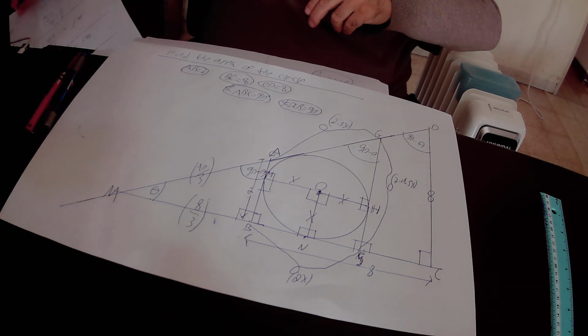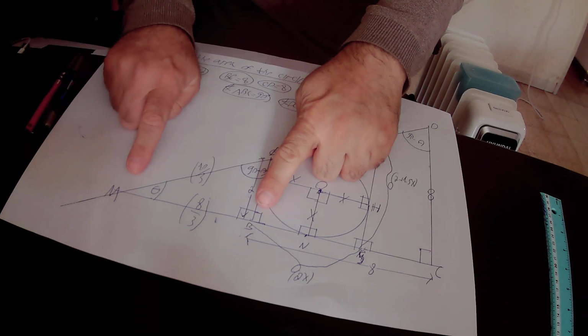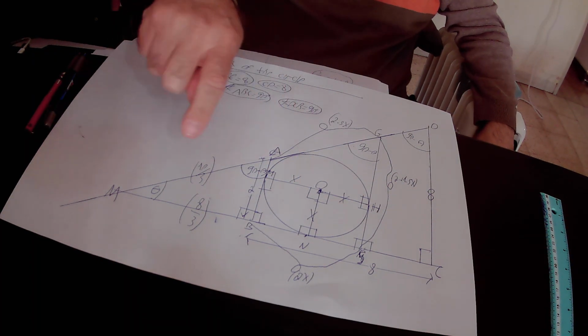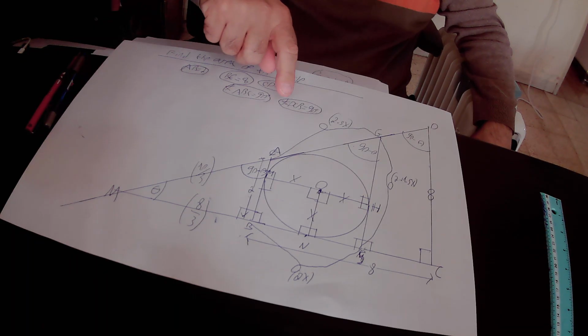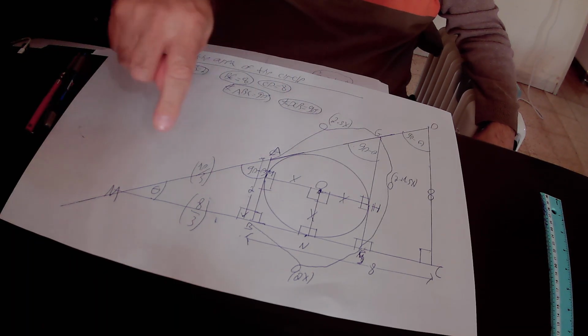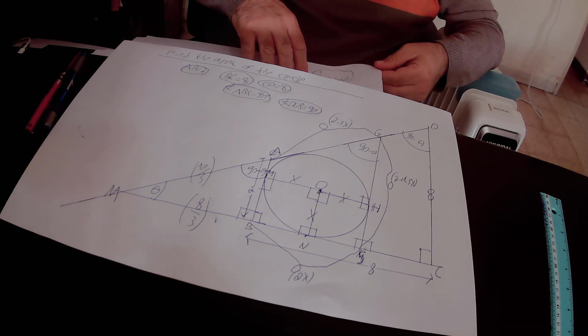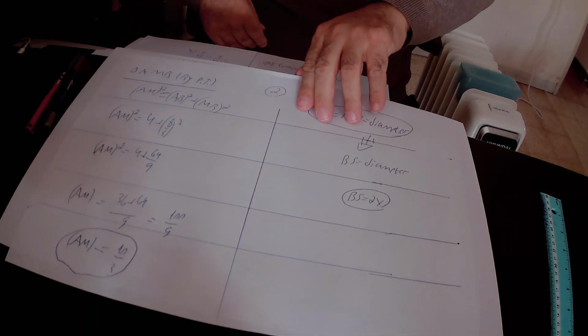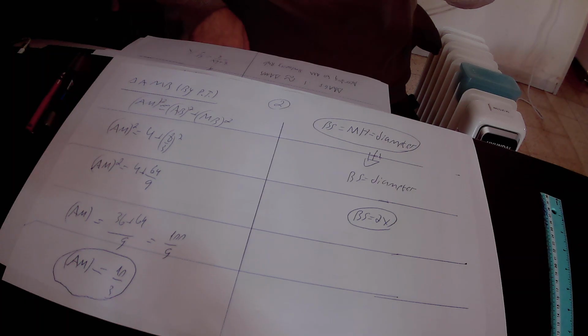This line segment MB equals 4 over 3 units. Then we implemented the Pythagoras theorem in the right triangle ABM. According to the Pythagoras theorem, AM square equals AB square plus BM square. AM square equals AB square plus MB square.